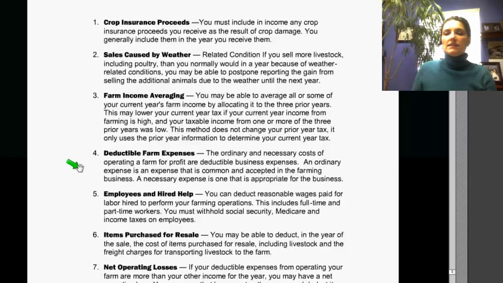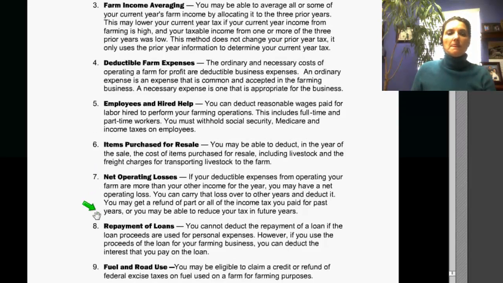Deductible farm expenses. The ordinary and necessary costs of operating a farm for profit are deductible business expenses. An ordinary expense is an expense that is common and accepted in the farming business. A necessary expense is one that is appropriate for the business. Employees and hired help. You can deduct reasonable wages paid for labor hired to perform your farming operations. This includes full-time and part-time workers. You must withhold Social Security, Medicare, and income taxes on your employees' wages.